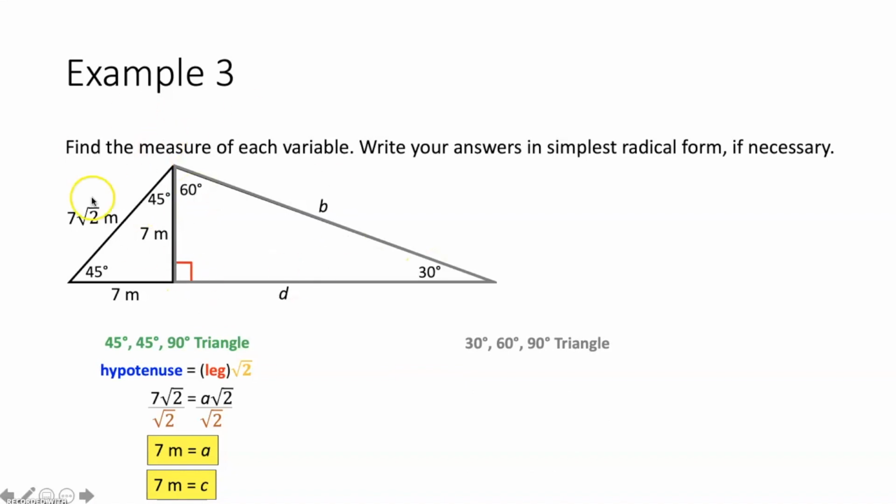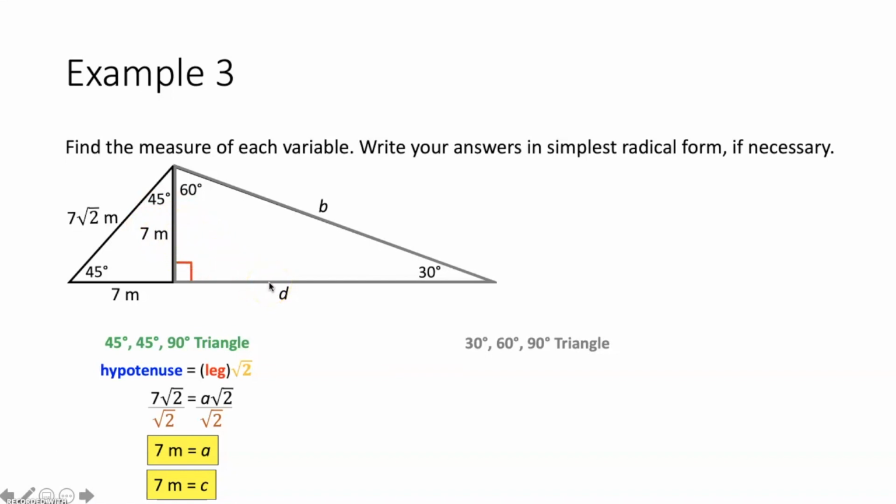Now, remember, in a 30-60-90 degree triangle, everything is based on the length of your shorter leg, the side that is opposite your 30-degree angle. The length of your hypotenuse, the side that's opposite your 90-degree angle, is going to be equal to 2 times the length of your shorter leg, the side opposite your 30-degree angle. The length of your longer leg, the side that's opposite your 60-degree angle, is going to be equal to rad 3 times the length of your shorter leg.